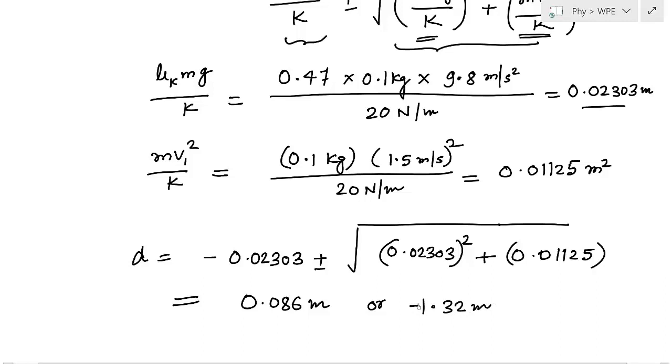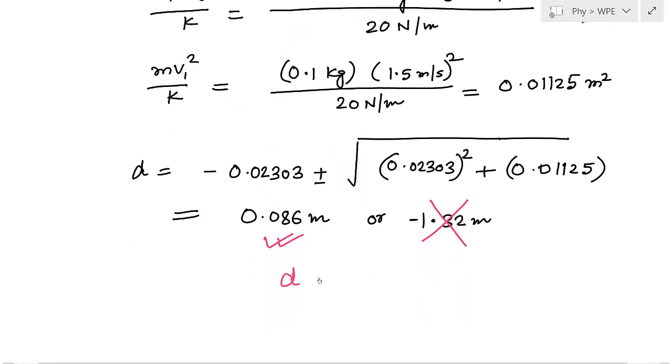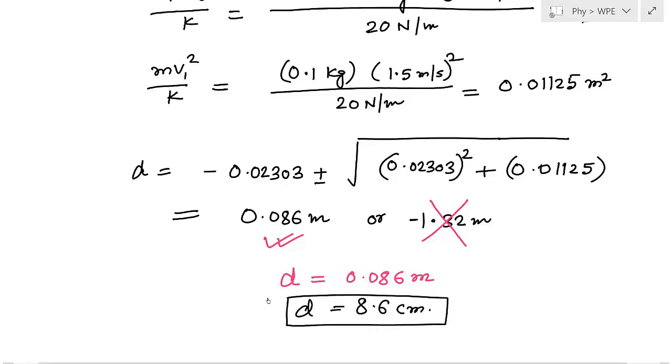Now D is a magnitude, it cannot be negative, so the negative root I have to reject. So in this case, this is not a possible solution, only this one is a possible solution. So we will accept D is equal to 0.086 meter, or this is the same as 8.6 centimeter. So basically the glider will come to rest after traveling a distance of 8.6 centimeter.